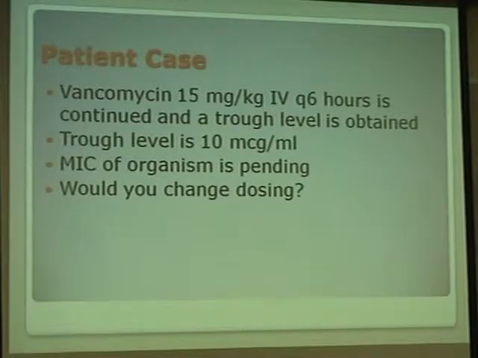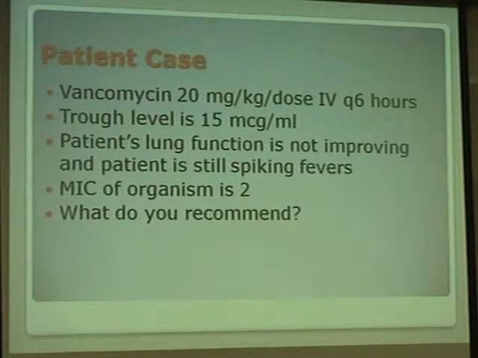Yes, absolutely. So we increased to 20 milligrams per kilo Q6. We now have a trough level of 15. Their lung function is not improving. They're still spiking. So from a clinical picture, we're not getting better. The MIC comes back at 2. Even if this all was true and our MIC came back at 1, what would you like to do?